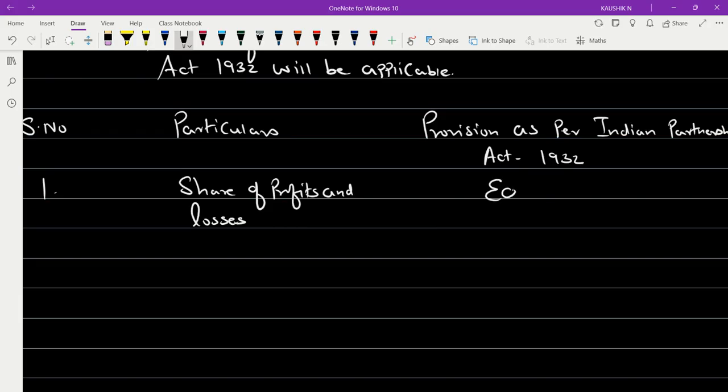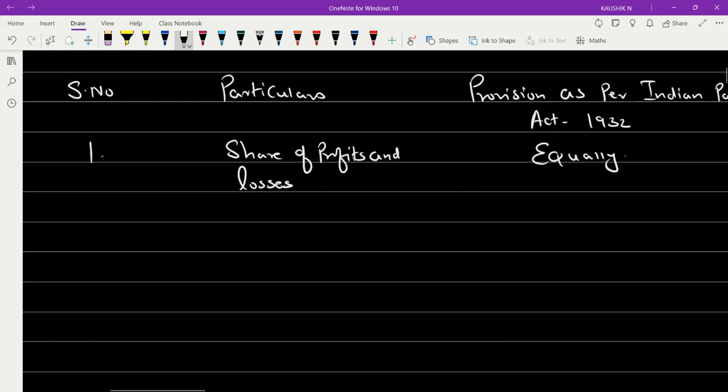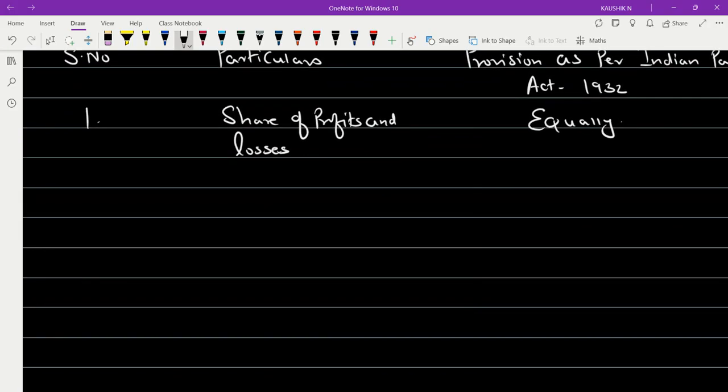Equally. So this is the first one. When the deed is available, you'll go ahead with what is specified in the deed. If it is not there, then it will be shared equally. Any doubt in the first one?